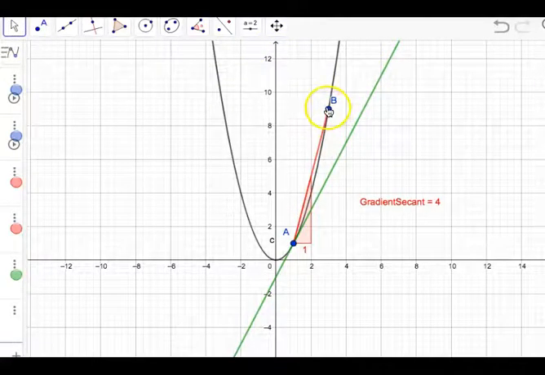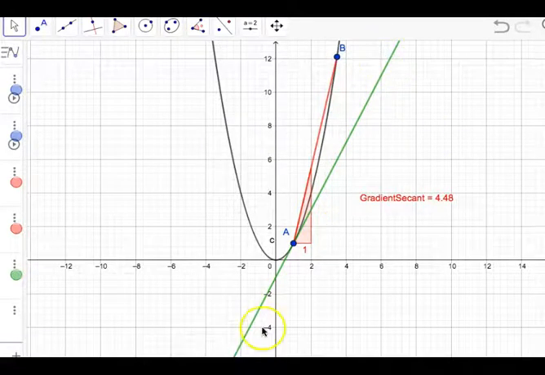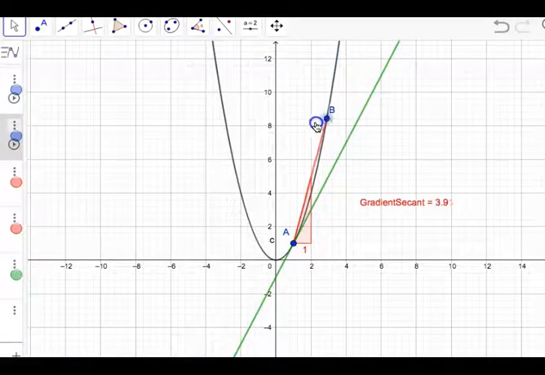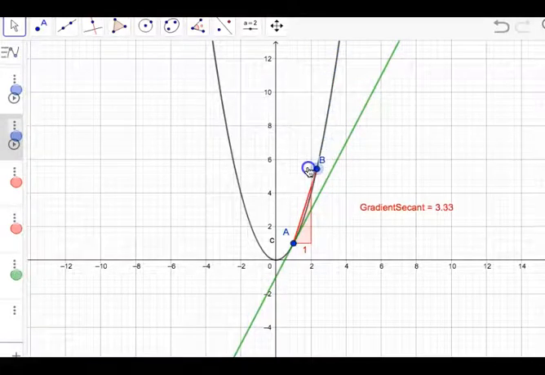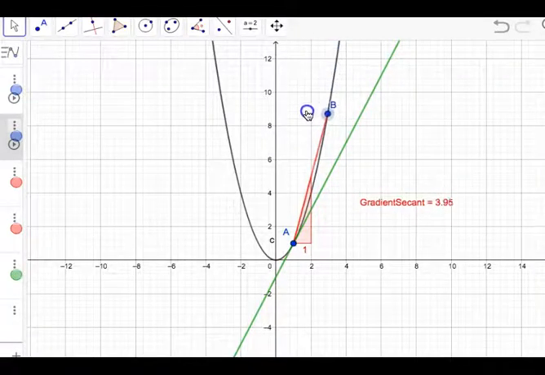So what I'm going to do, you can see the gradient of the secant here is the red one. You can see it's quite different, and the tangent is in green. All right, so I've drawn the tangent to the curve in green and the secant is in red. So as I shorten the secant, this automatically works out its gradient. You can see that's steeper than what this would be.